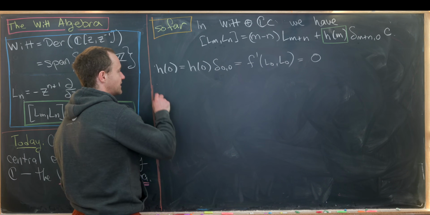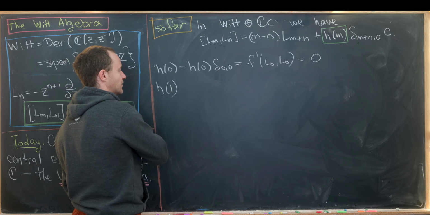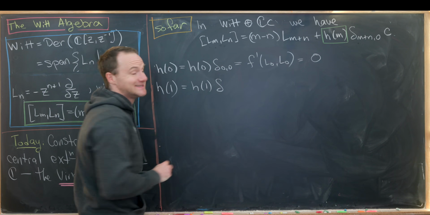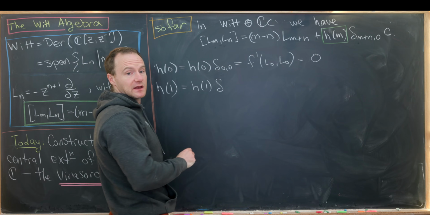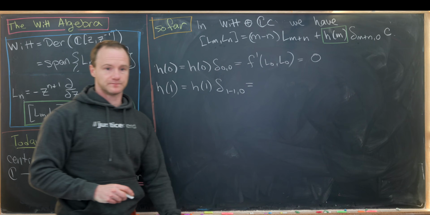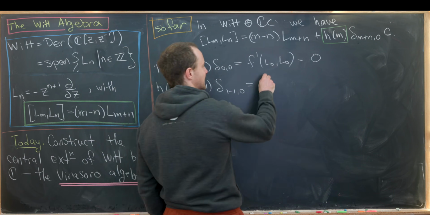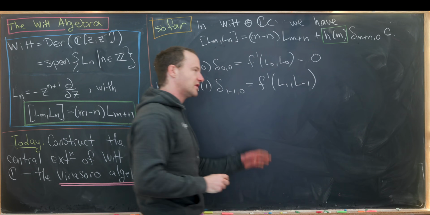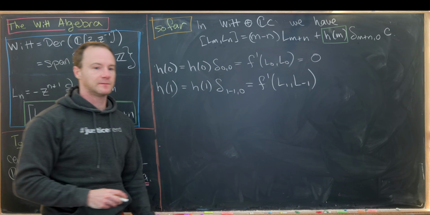Okay, so another thing that I'd like to notice is that if we evaluate h at 1, that's the same thing as h of 1 times delta, and then let's see, 1 minus 1, 0. But that's going to be the same thing as f prime of L1, L minus 1, if we put it back in terms of our original function.